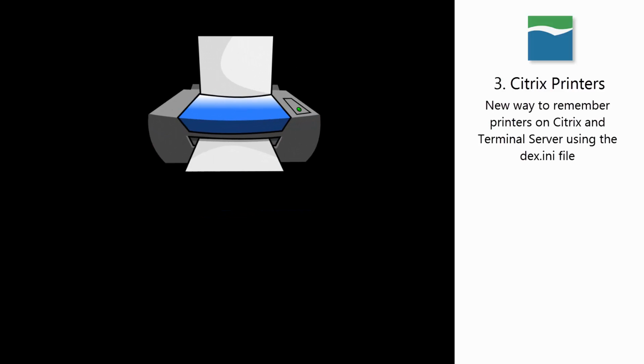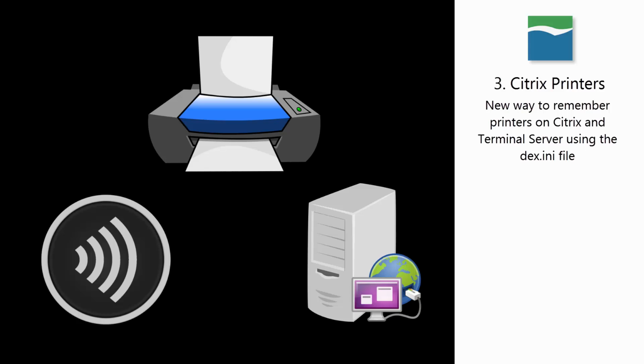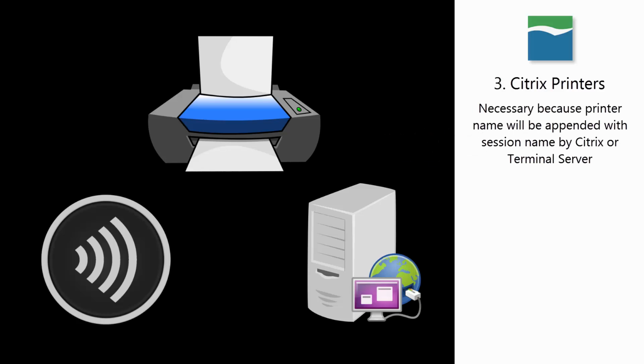The third topic we'll discuss is the new feature to accurately remember printers on Citrix and Terminal Server. If you use Mekorma MICR in a Citrix or Terminal Server environment, there's a new switch for the .ini file to help Mekorma MICR remember the last printer you used. This switch is necessary because the name of the printer will change with the session name each time you use Citrix or Terminal Server, and the .ini switch uses a wildcard to replace that session name.